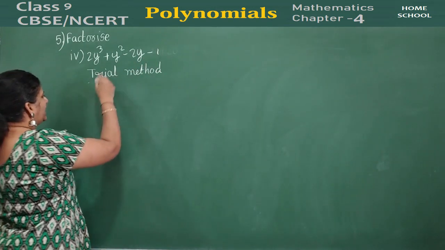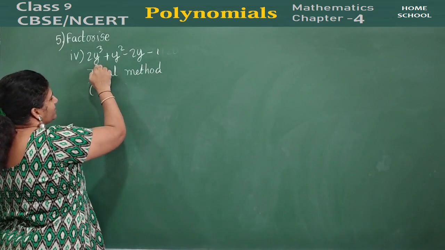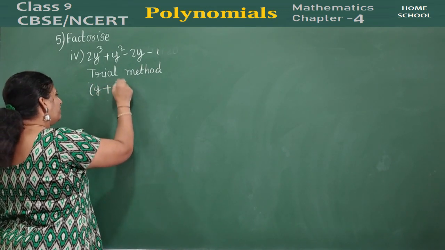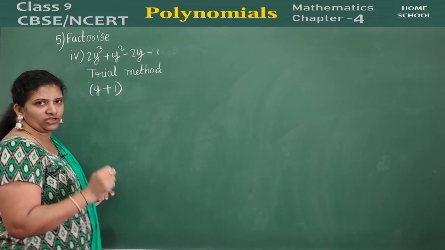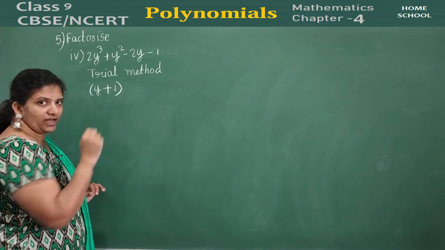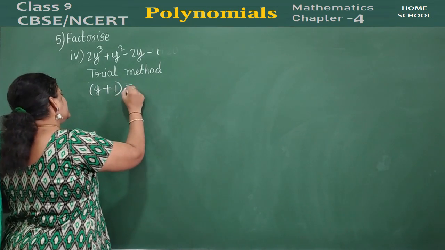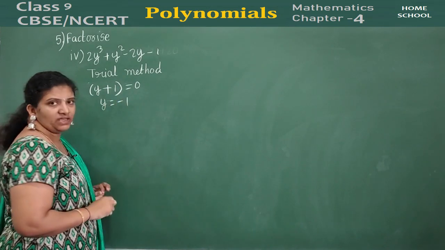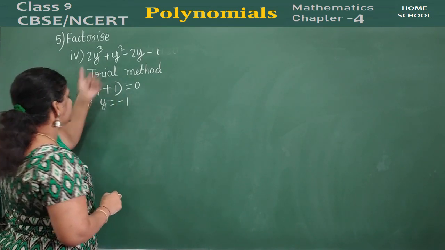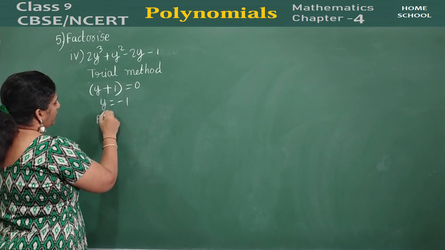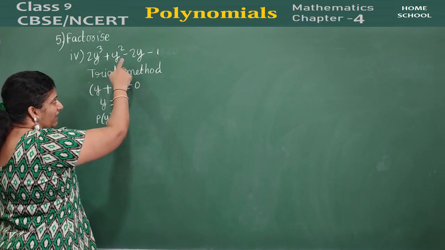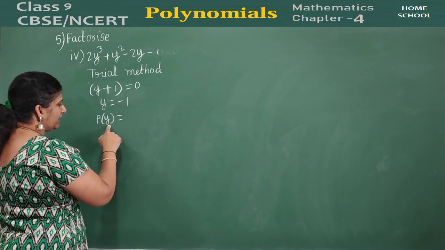So, let me take here. What is the variable you are using? Y. So, I will take y plus 1 and check whether it is a factor or not. Let me check it out by trial. So, that is equal to 0, then y is equal to minus 1. This y value, substitute in that P of y, not P of x, children here. Whatever variable you have in the polynomial, you have to take that.